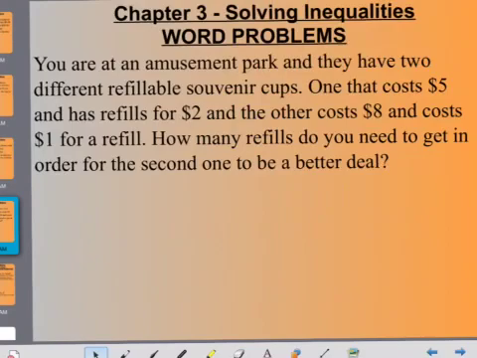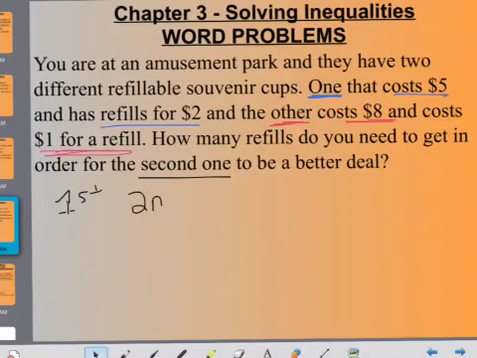Finally, copy the last word problem. You're at an amusement park and they have two different refillable souvenir cups. The first one costs $5 and has refills for $2. The other one costs $8 and $1 per refill. How many refills do you need in order for the second one to be a better deal? So we have the first and we have the second. We want the second to be a better deal, so we want the second to be less than the first.